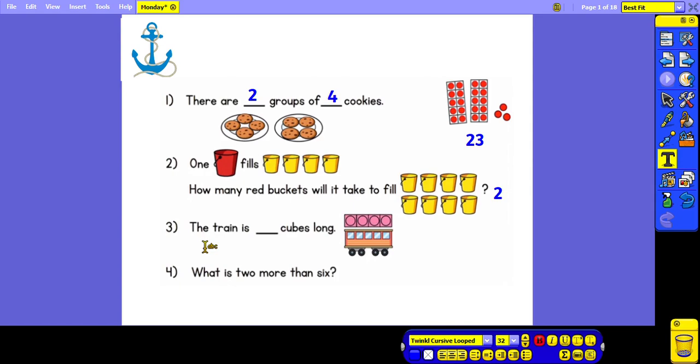Question 3, the train is 1, 2, 3, 4 cubes long. And finally, number 4, what is 2 more than 6? We put 6 in our head and then count on 2. So 7, 8.